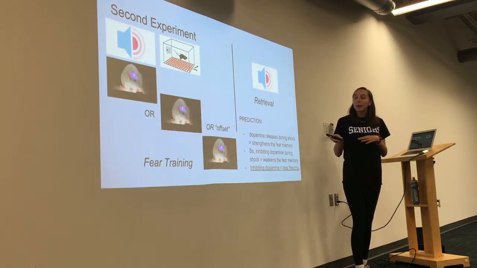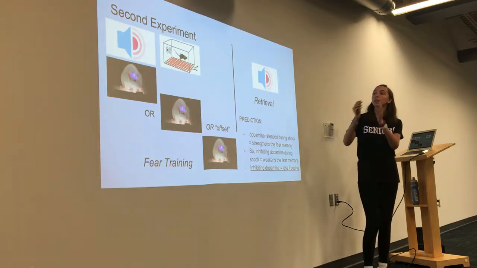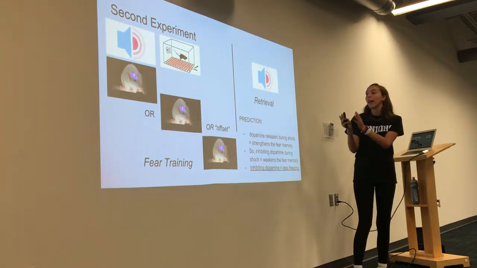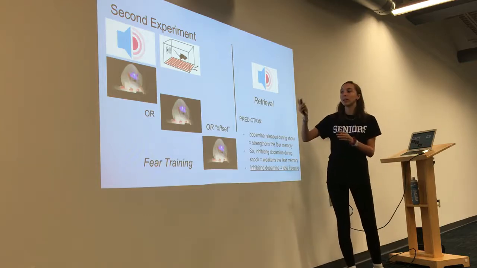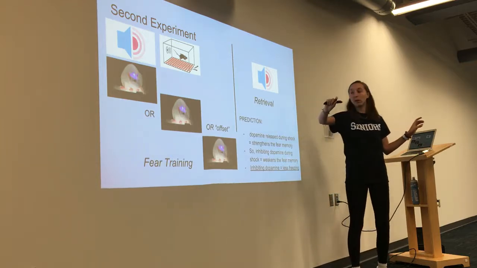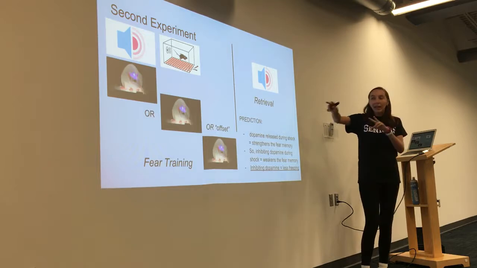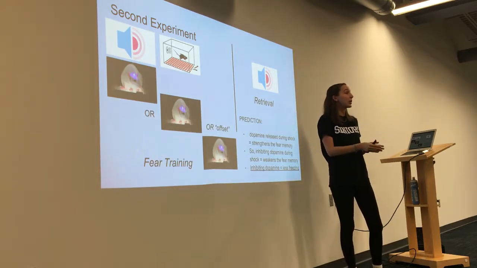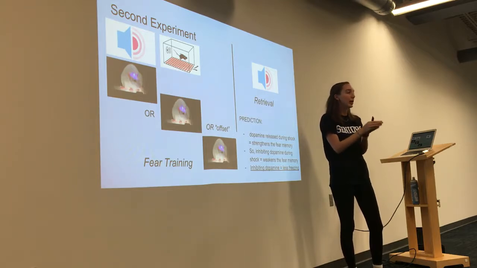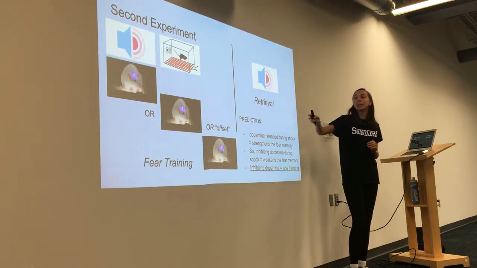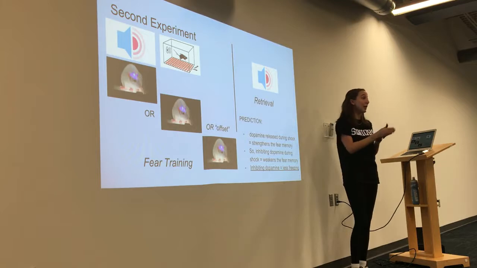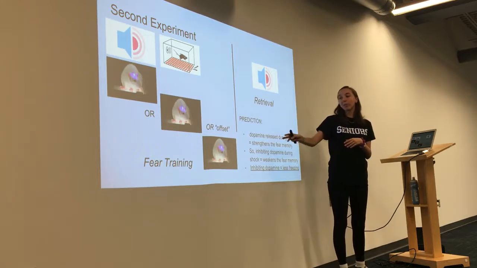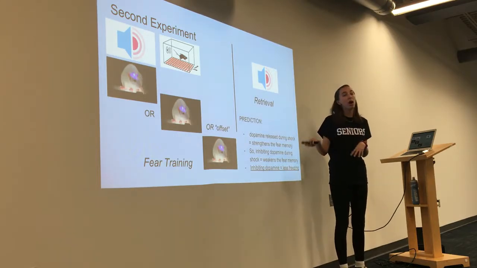The second experiment they did, similar to the first, they played 20 beeps and then a shock. And there's 4 groups of mice. The first one is the control that never have dopamine blocked. The second group of mice has dopamine blocked during the 20 beeps, the first time they hear it, so when the first time the fear is being created. The second group of mice has dopamine blocked during the first time they get shocked. And then the third group of mice is pretty much another control. It's called the offset group.